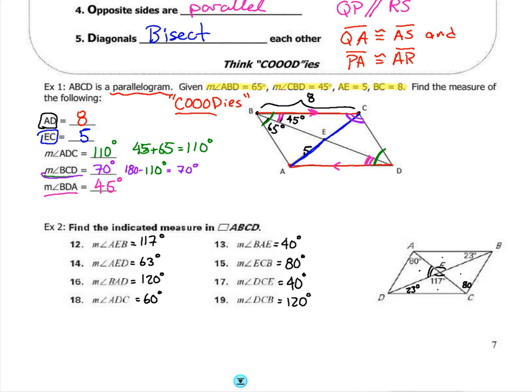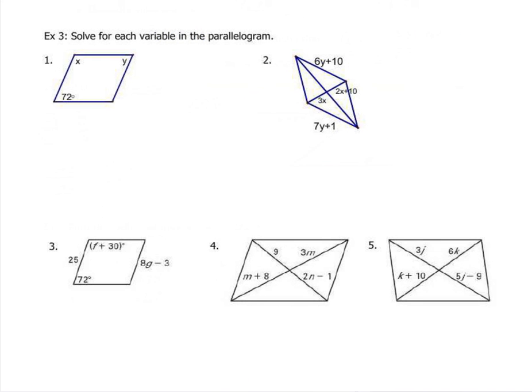And now we're going to solve for variables inside parallelograms. Alright, so example 3, let's look specifically at example 1 in example 3. We want to find x, which is this angle, and we want to find y, which is this angle. Since we know that all of these figures are parallelograms, then we know that CO-OTIES applies. Consecutive angles are supplementary, opposite angles are congruent, opposite sides are congruent, opposite sides are parallel, and the diagonals bisect each other.